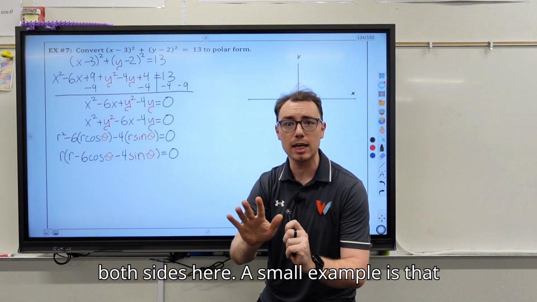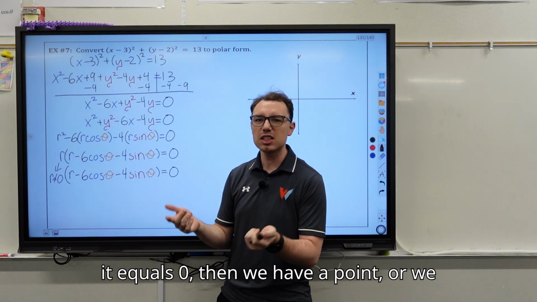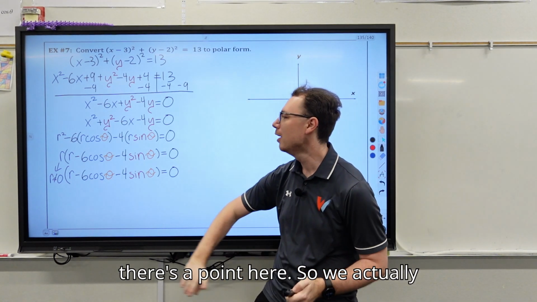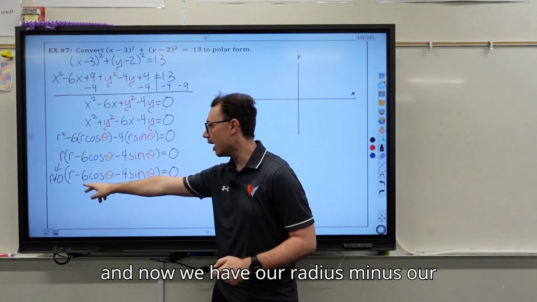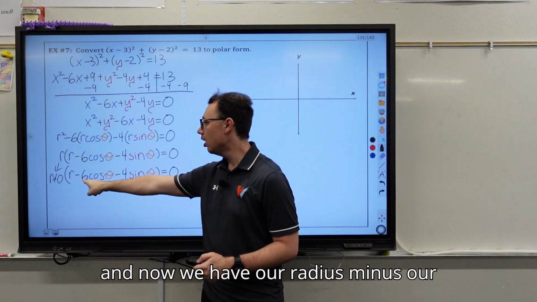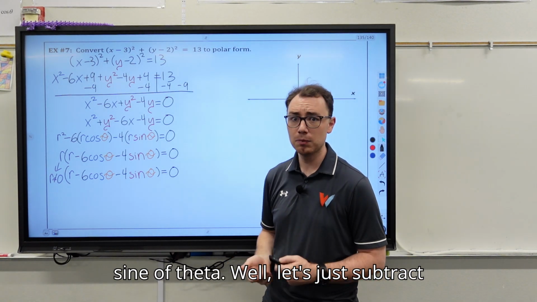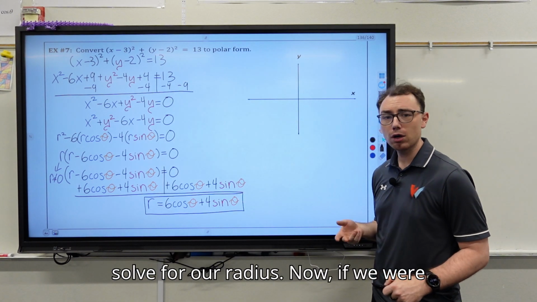A small note is that our radius here cannot equal 0. If it equals 0, then we have a circle that has a radius of 0, so it's just a point here. So we actually simplify out that radius over to here. And now we have our radius minus our 6 times cosine theta minus our 4 sine of theta. Well, let's just subtract those two terms to both sides, and now we solve for our radius.